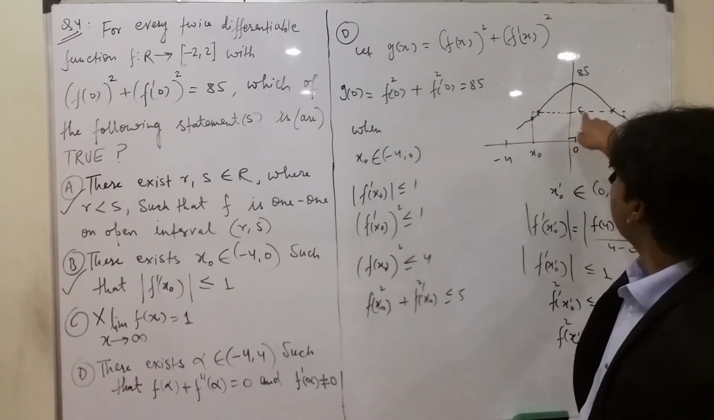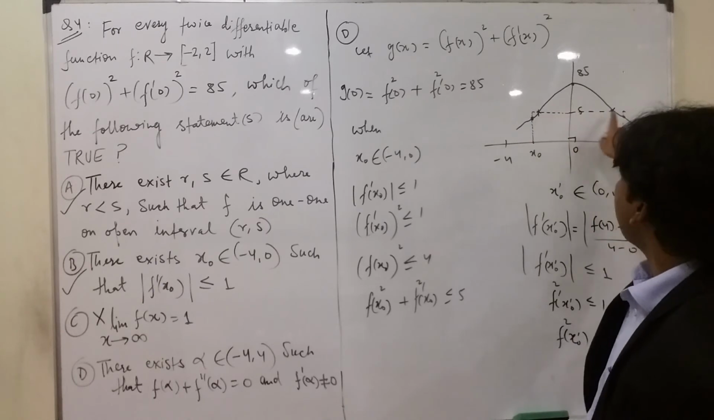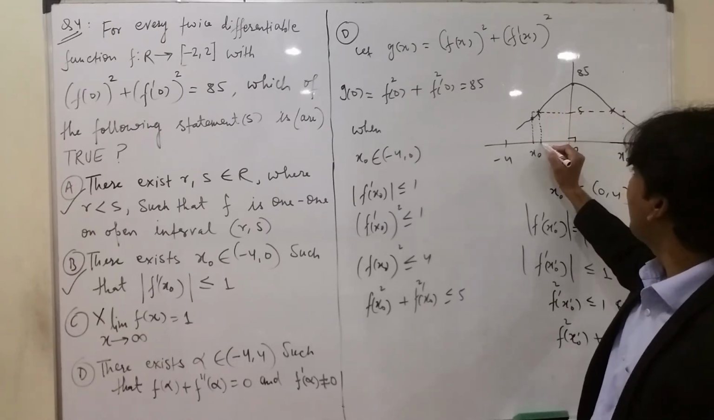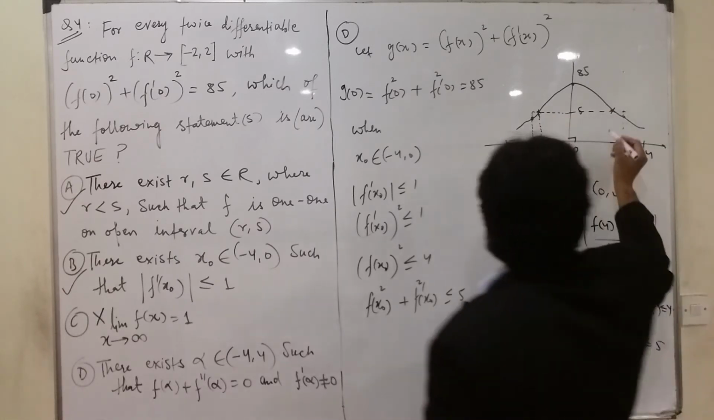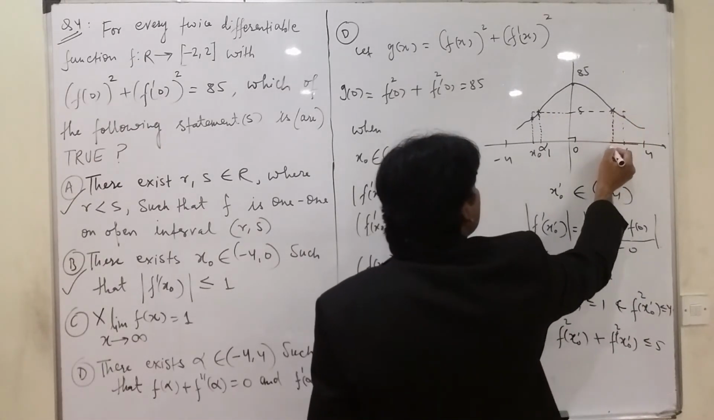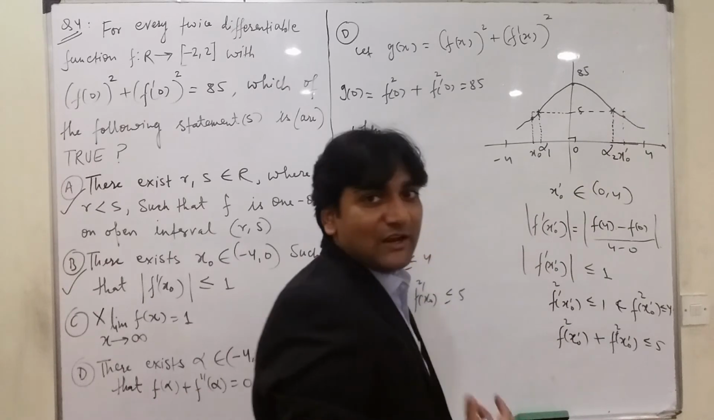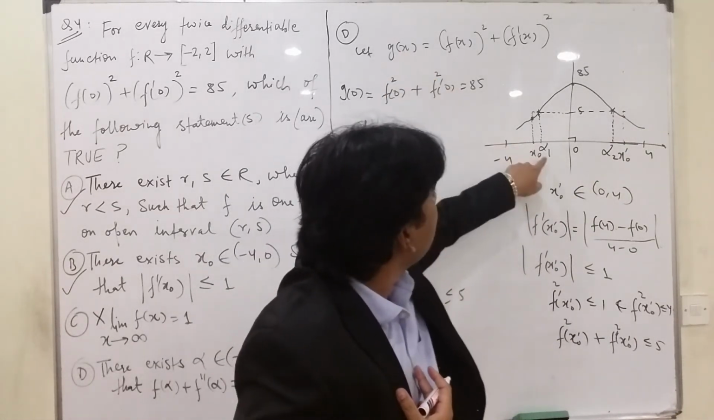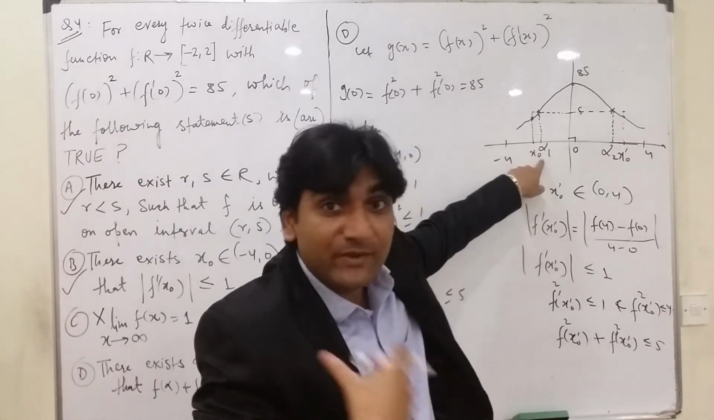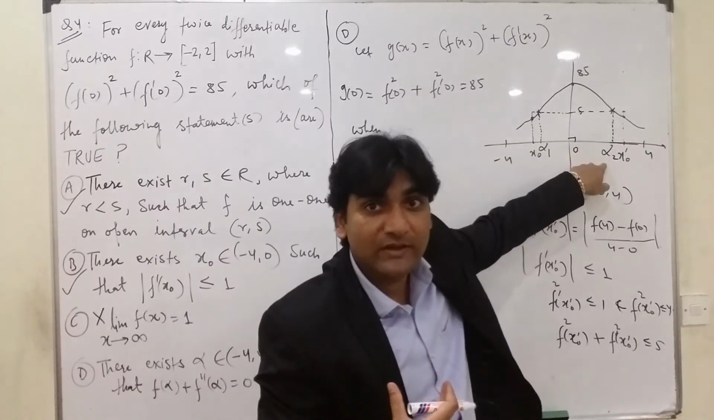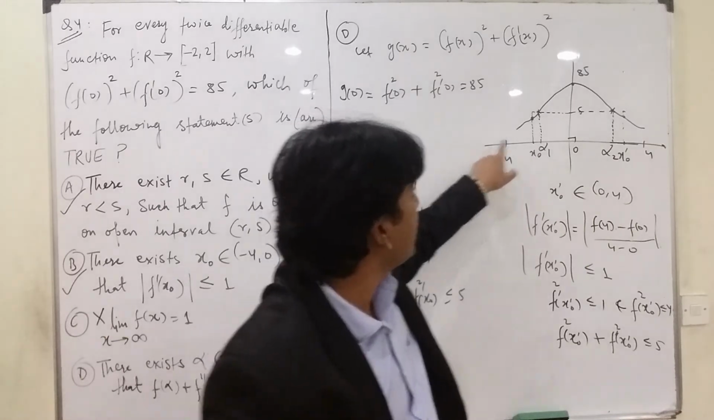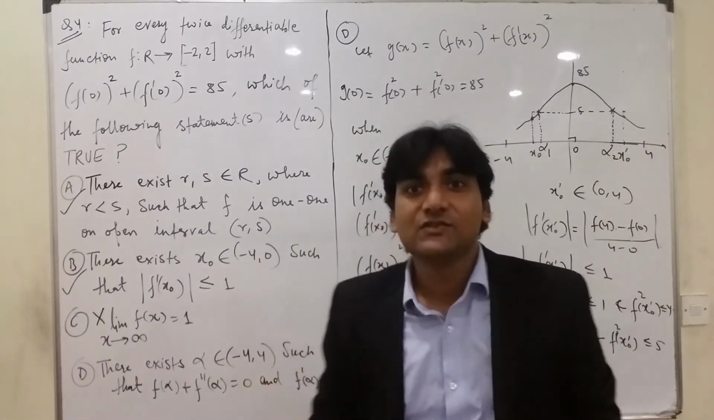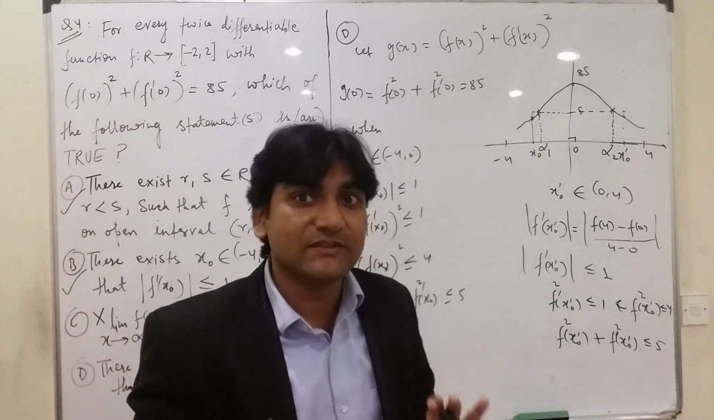g(x) will attain the value 5 at 2 points, here as well as here. So I am considering this point as alpha 1 and this point as alpha 2. So till now what have we proved? We have proved g(alpha 1) must be equal to g(alpha 2) somewhere between −4 to 4, because here it is given −4 to 4. So here I can apply Rolle's theorem.